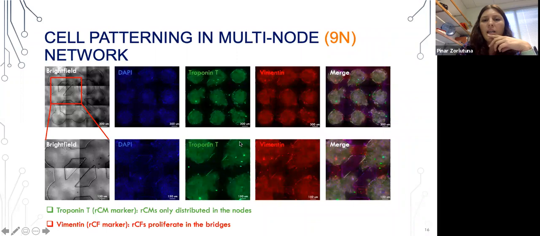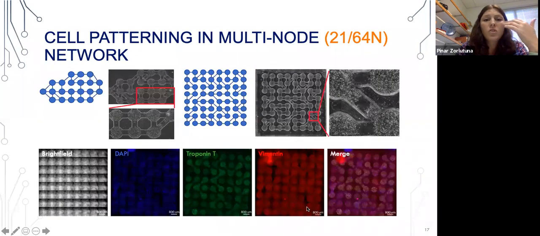So you end up having this connectivity, and this immunostaining nicely shows that the troponin, which is the indicator of the muscle cells, is localized to the clusters. So there are no cardiomyocytes in the bridges, while the vimentin, which is the indicator of the fibroblasts, is all over the graph, as we expected. And then we used a similar methodology and expanded to 21 and 64 nodes.